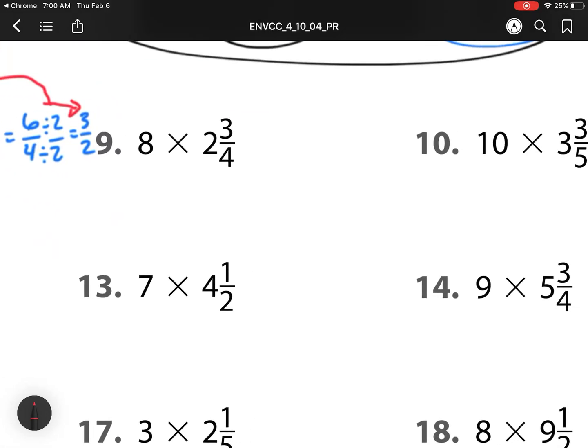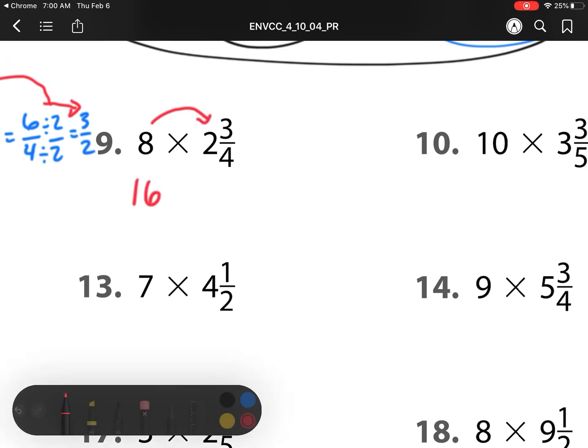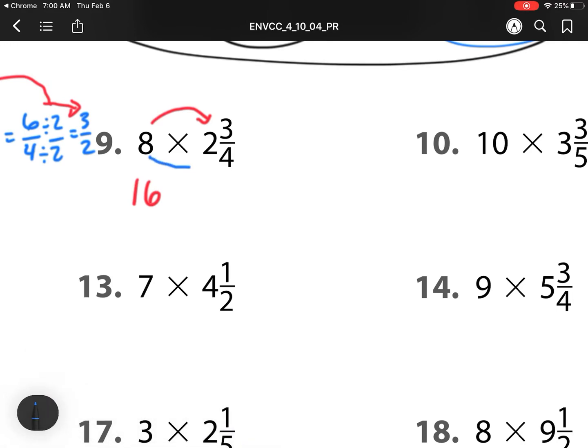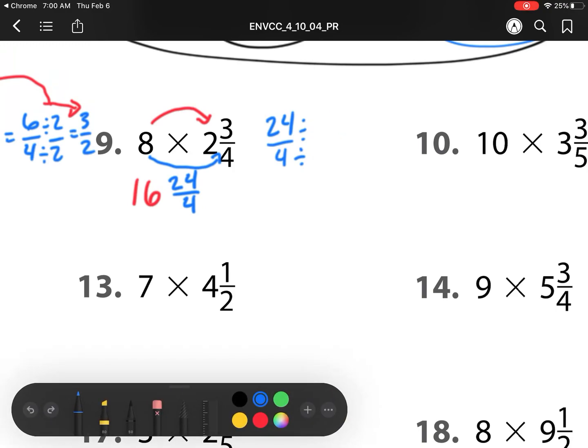Heading off to the next number. Again, multiply those whole numbers together first. 8 times 2 is 16, and then I'm multiplying my whole number by my fraction. 8 times 3/4. Well, 8 times 3 is 24, and the denominator stays the same. And I know I can simplify or rename or reduce 24 fourths by dividing by 6, because I can divide it by 4, but I can, oops, not by 6, I'm sorry, I said that wrong. I can divide it by 4.